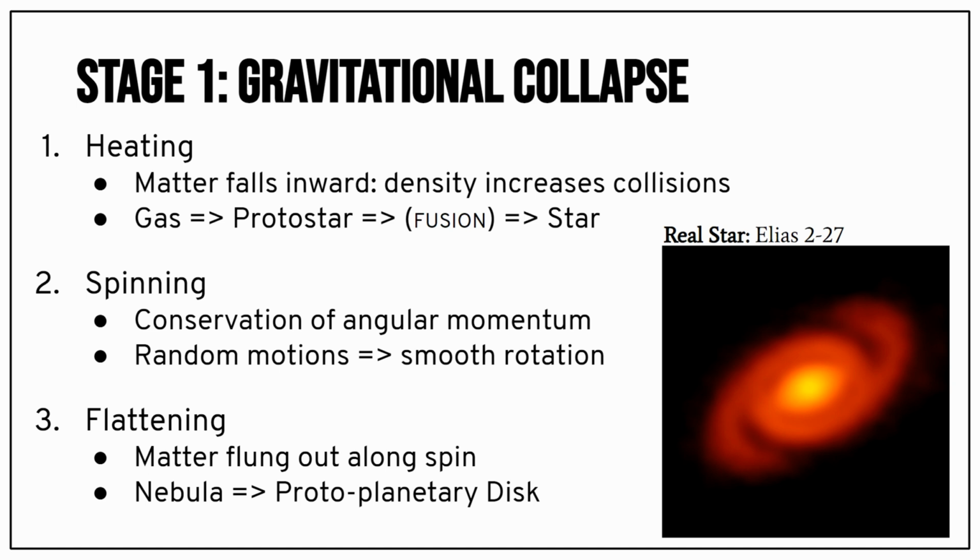It gets pulled in. Things start bumping into each other, having collisions, causing that fusion to start happening. So your gas joins together, becomes a protostar, fusion starts, and then you have your star forming. So that is the heating phase of stage 1 gravitational collapse. You form your star. Everything starts heating up.